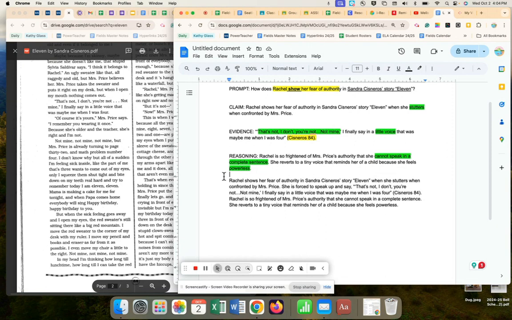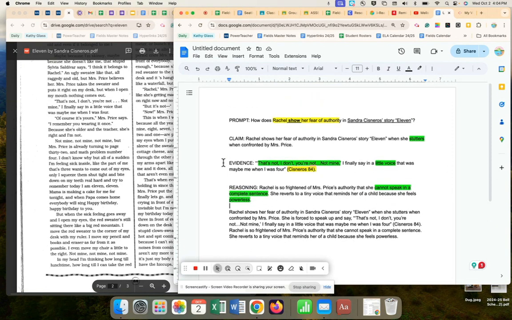I want you to remember this method, though. Let's go back and recap. Number 1, you're going to label your paper. You want your prompt up here, your claim, your evidence, and your reasoning. Label it out. Number 2, let's highlight our prompt. What is the teacher asking you to do? What's the action word? And then remember to underline your story, your article, whatever.